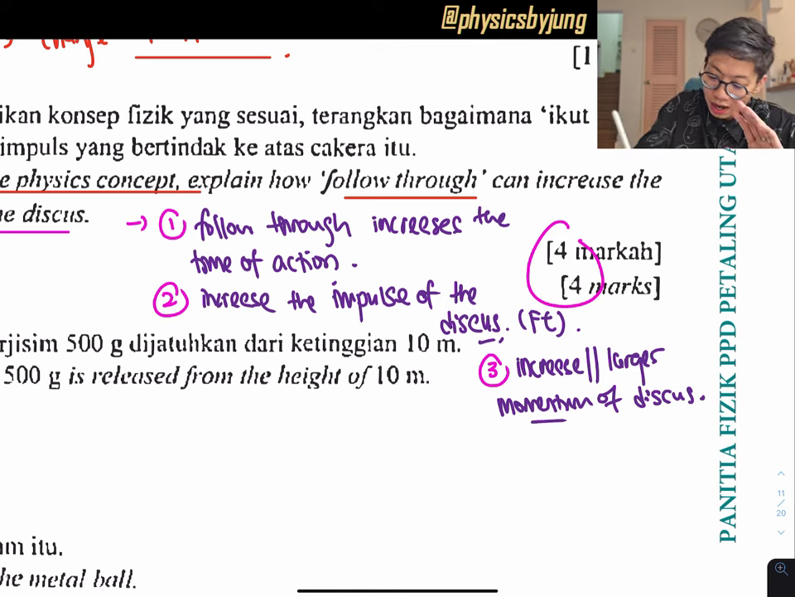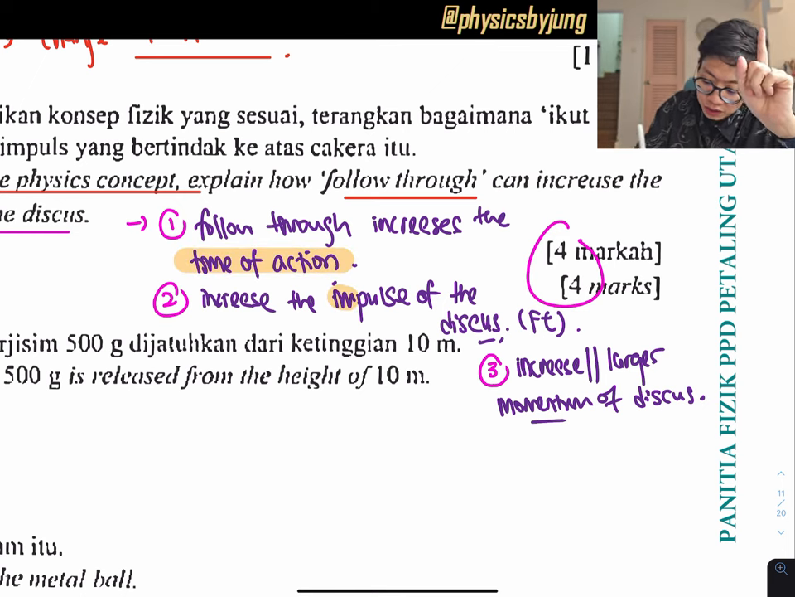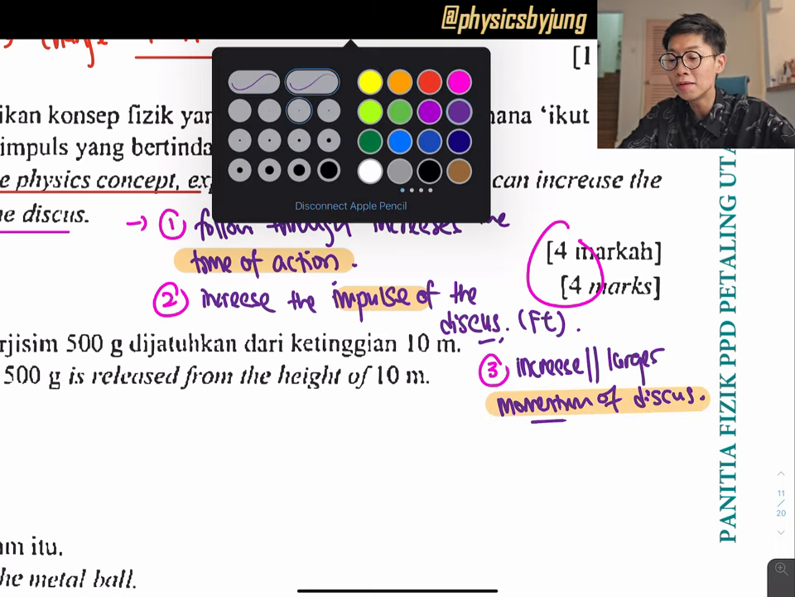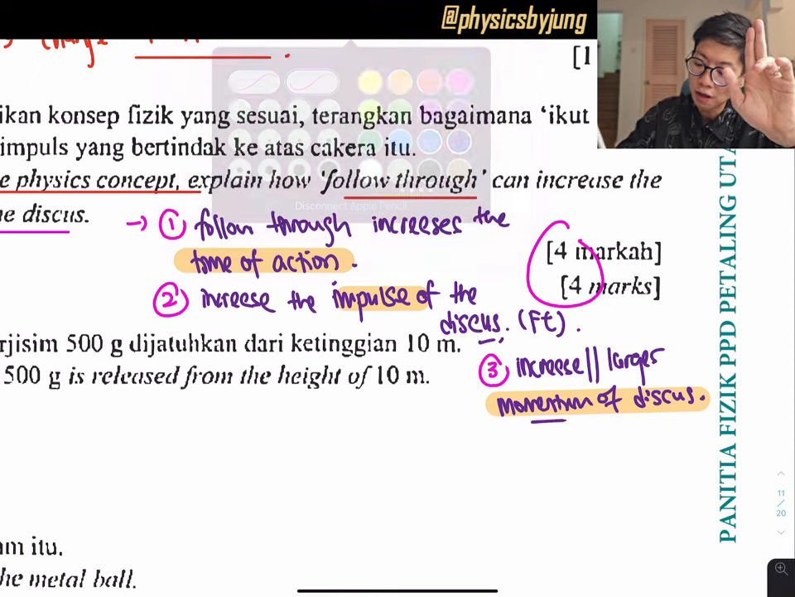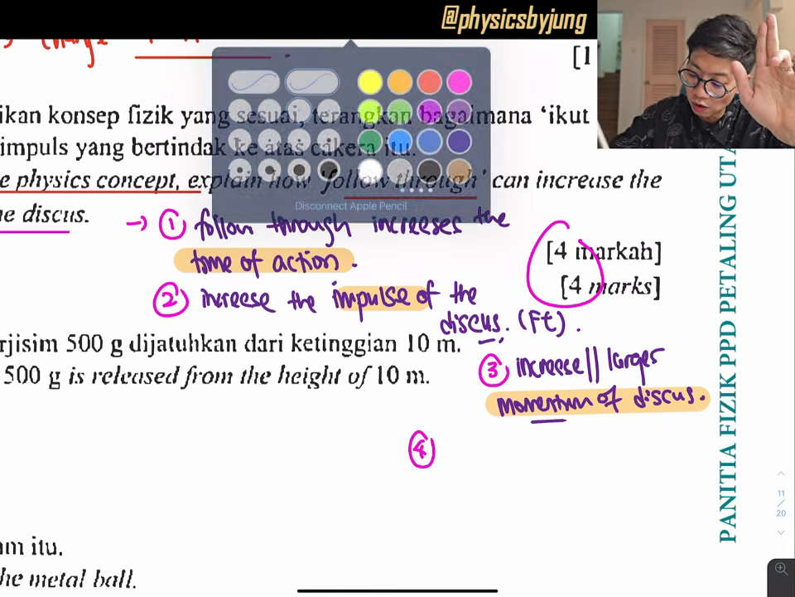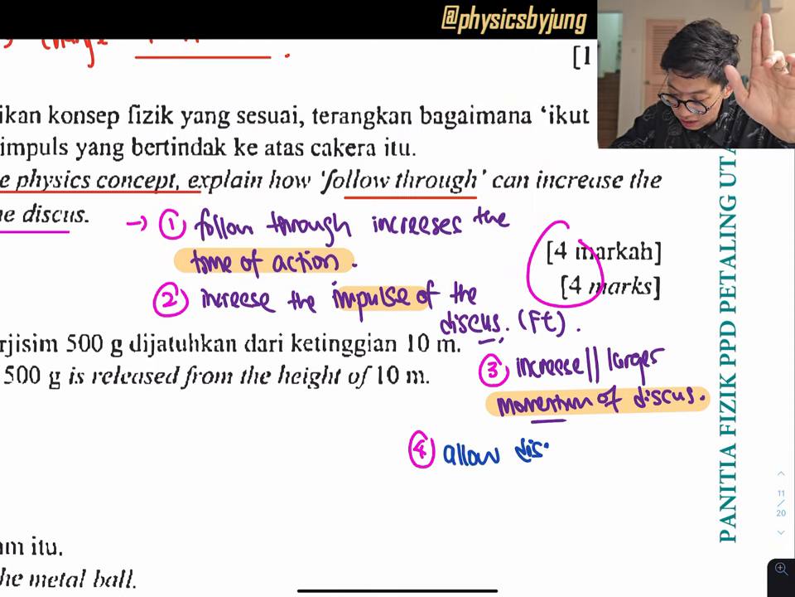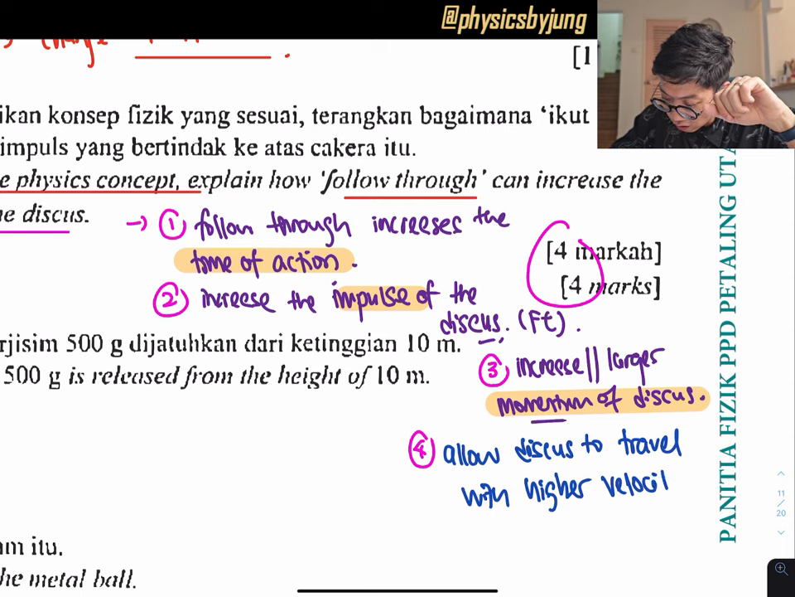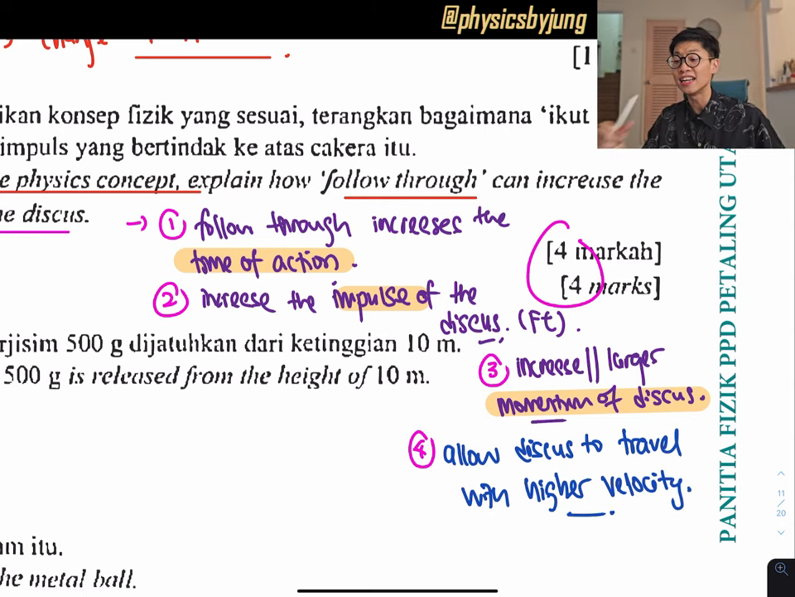So you see, our answer is very strategic. We say the time of action, so this is our first point. Then we increase the impulse, this is the second point. The impulse will affect the momentum of the discus. So momentum is mass times velocity, right? Correct? So let's pass to the fourth part, then we can say this will allow the discus to travel with higher velocity.